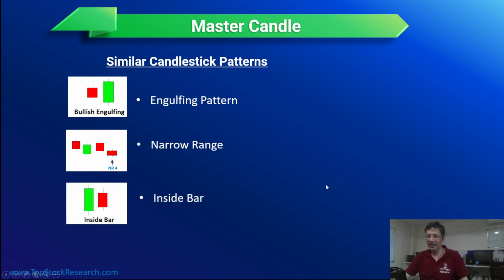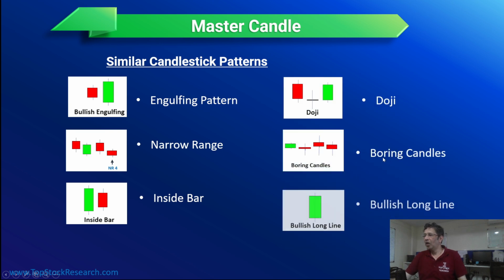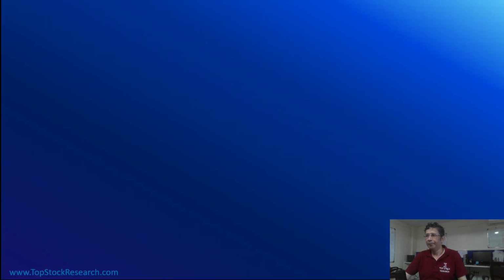Then inside bar is another candle pattern which, if you are familiar with it, makes understanding Master Candle easy. Then Doji, boring candles, or bullish long line or bearish long line. These are five or six different patterns. If you are familiar with them, understanding Master Candle will be very smooth. If you are familiar with any of these things and breakout, then it's a cakewalk. It's very easy to understand.